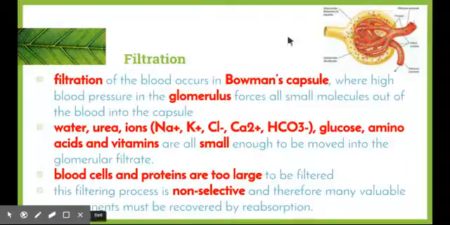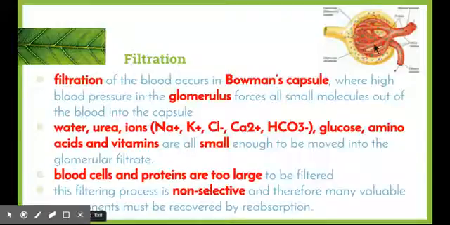So filtration of the blood occurs in the Bowman's capsule. Bowman's capsule is this yellow section here. The blood comes into the glomerulus under very high pressure, and this forces all the small molecules out of the blood and into the Bowman's capsule. These molecules include water, urea, ions including sodium, potassium, chlorine, calcium and bicarbonate, as well as glucose, amino acids, and vitamins, because these molecules are all small enough to be moved into the glomerular filtrate, which is in this yellow part, the Bowman's capsule.